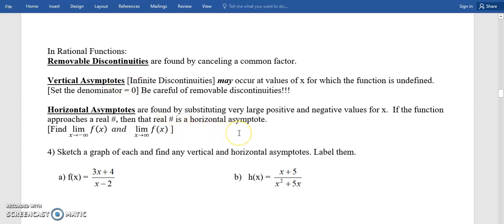And then the horizontal asymptotes, they're found by substituting very large positive and negative values for x. So if the function approaches a real number, then that real number is a horizontal asymptote. So that's where you use that limit notation, or as x arrow infinity, y arrow blank. So that's that notation. So number 4, we just have a couple examples here that I want you to try, and I'll put the answers up.